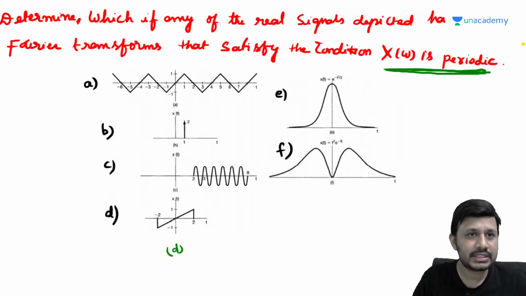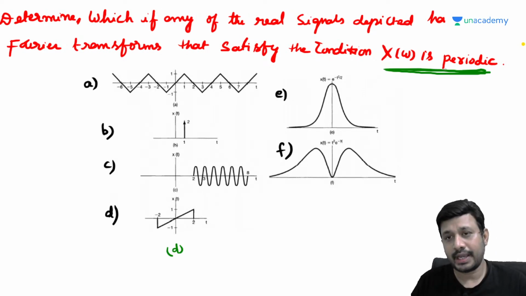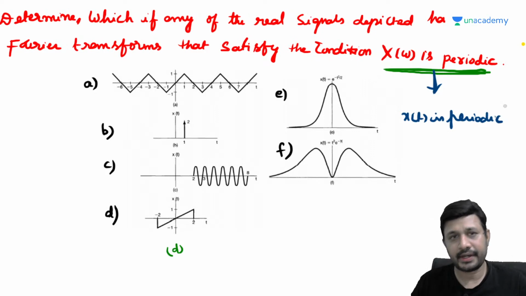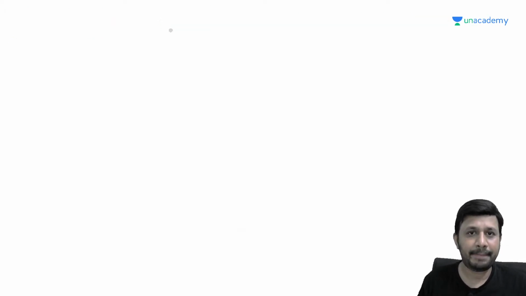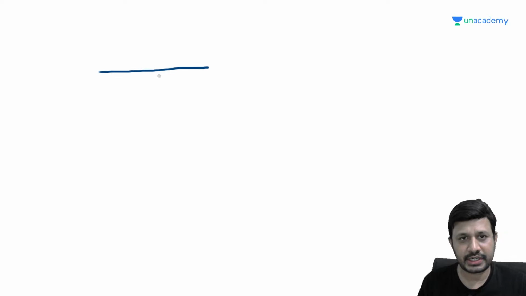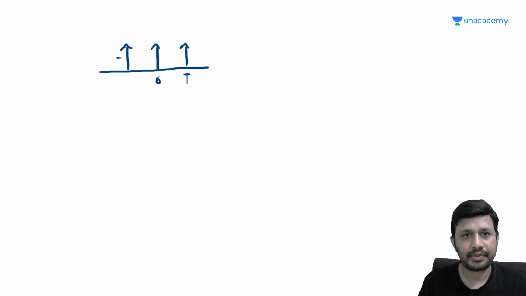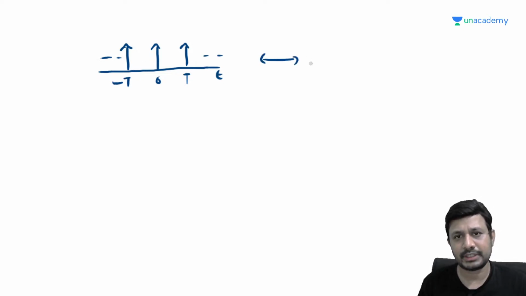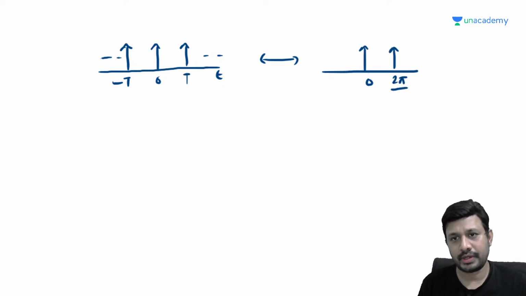Always remember, my dear students, if x of omega is periodic, that means the time domain signal is also periodic. If x of omega is periodic, what does this mean? This means that x of t is also periodic. What examples can you give? Impulse train, if you take impulse train in time domain. So impulse train in time domain is a periodic signal whose Fourier transform is also an impulse train in frequency domain. In frequency domain also it is an impulse train only.